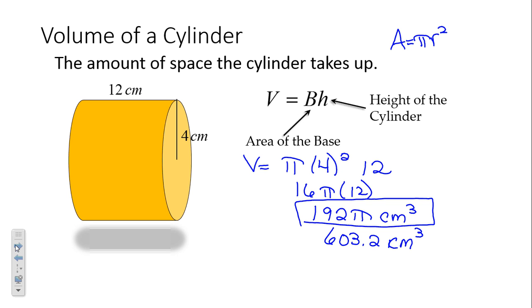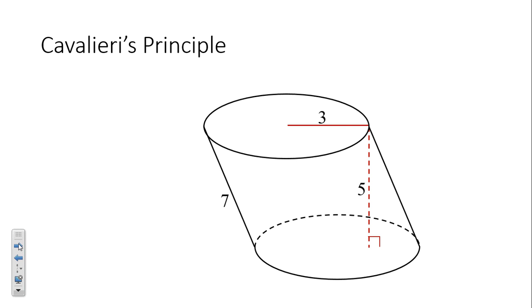One more volume problem, but first let's talk about Cavalieri's principle. Just like yesterday, it doesn't matter if we slide all those circles over and make them lean, you're still going to have the same volume. The most important point, though, is to make sure you use the right height. Sliding those circles over is not going to impact the volume of the cylinder. So volume, area of the base times the height, or pi r squared h.